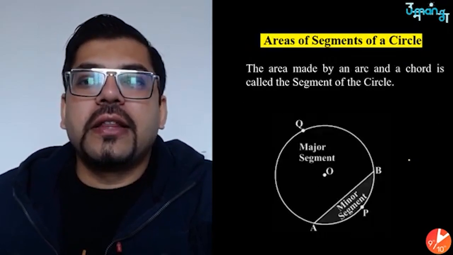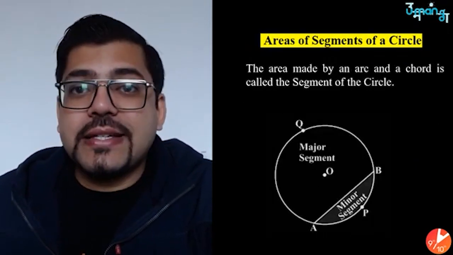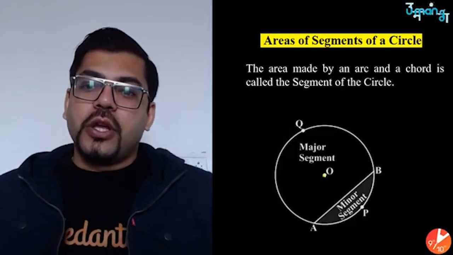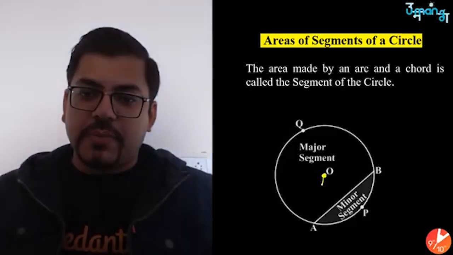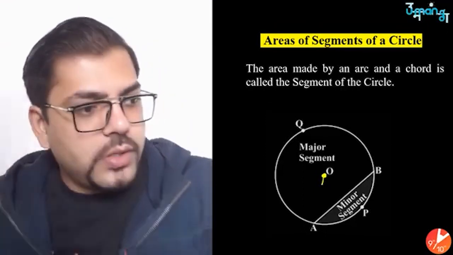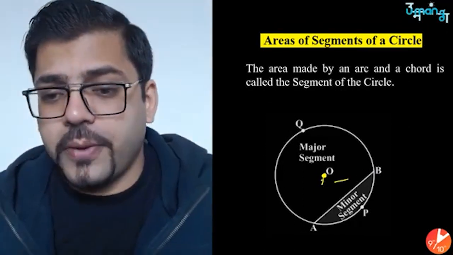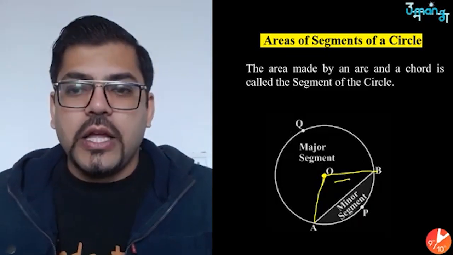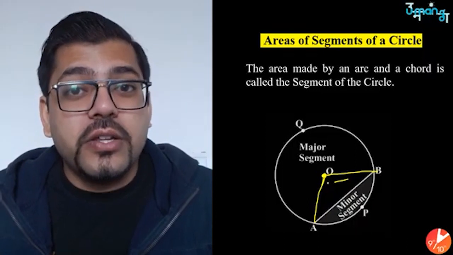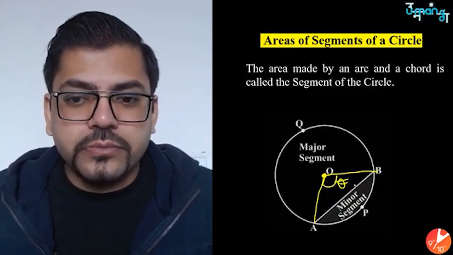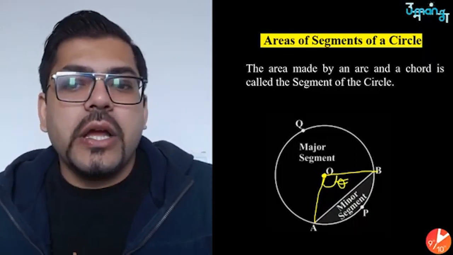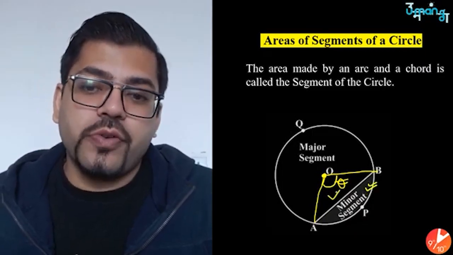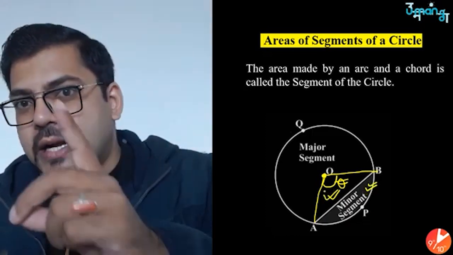Next thing, this is about the segment. Now what is the segment of a circle? Say for example, we have joined this. This is a complete sector having an angle theta. But in this sector, we need the area of only this minor segment. This means that from the sector, I should remove this triangle, isn't it? So that is the formula.